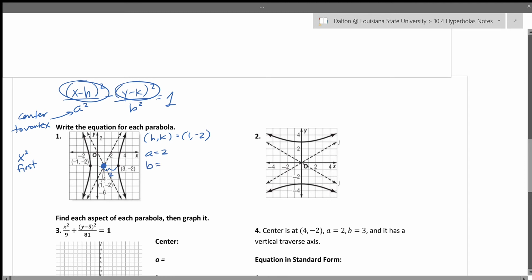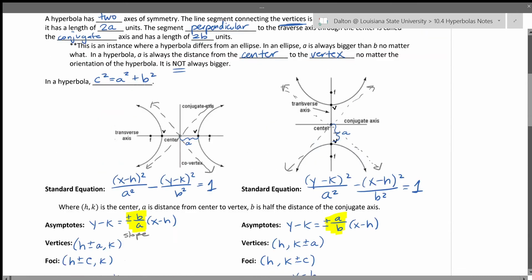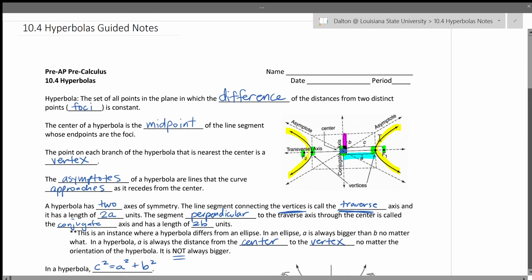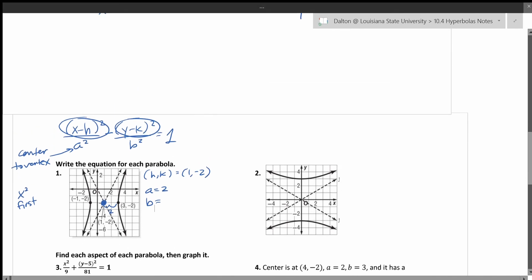b, this is new. By definition, b is half the distance of the conjugate axis. What you'll notice in the examples that were typed up here is that there's always a rectangle that can be drawn between the two curves, and that tells you the length of the axes. In order to draw that rectangle, you don't want to draw just any rectangle, so don't copy what I'm about to draw. I just want to show you this. Let me make it even smaller.